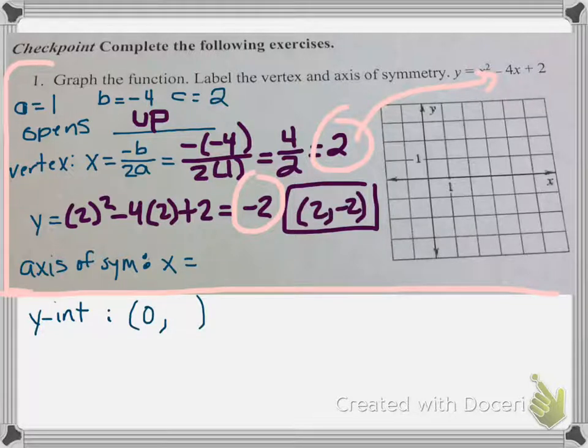So let's go ahead and graph it on the number line, on the graph. So 2, negative 2 is going to be right there. I should be able to find my axis of symmetry because like I told you at the beginning, your axis of symmetry is just whatever the x is. So in this case, it's just x is equal to 2. I'm supposed to draw a vertical line, dotted vertical line going through there.